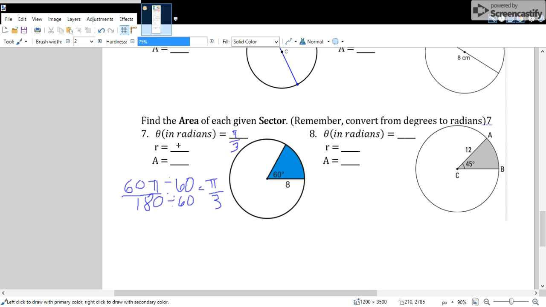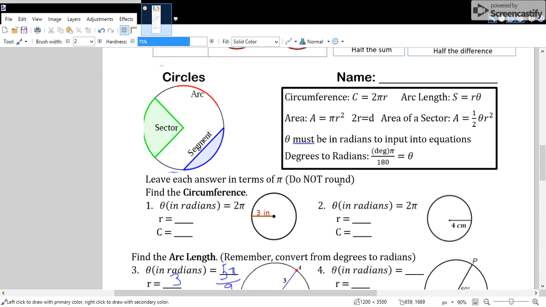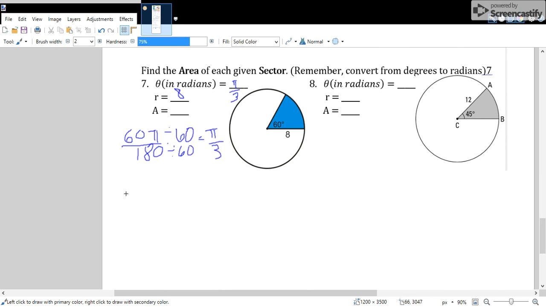Our r, our radius, is 8. And our area, if we look up here at our equation, we have 1/2 theta r squared. Let's go ahead and write that down right here. A equals 1/2 theta r squared. So A is going to equal 1/2 pi over 3 times 8 squared.